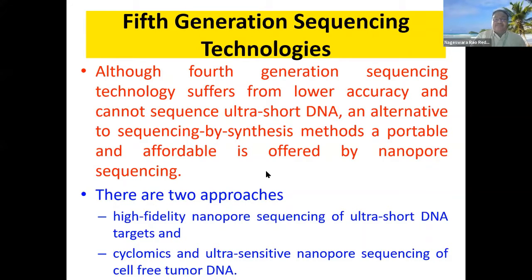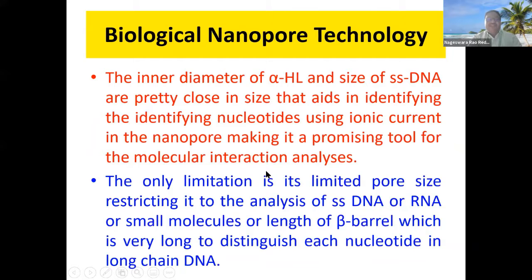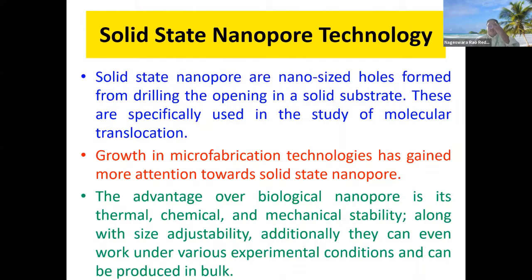Okay. So in the previous session, you have seen biological nanopore technology. Now we'll see solid state or chemical nanopore technology. So here, instead of biological materials like protein bilayers, biolipid layer, alpha hemolysin, or bacteriophage, we are using chemical substances or chemical materials to make this nanopore, and that is known as solid state nanopore technology.